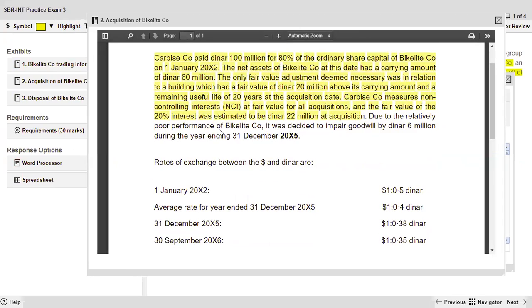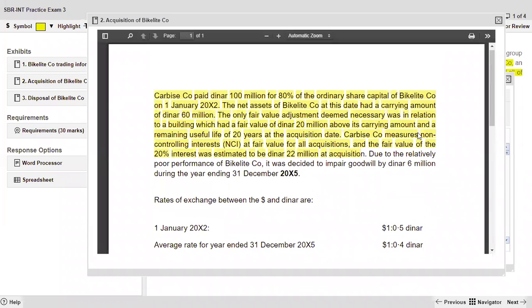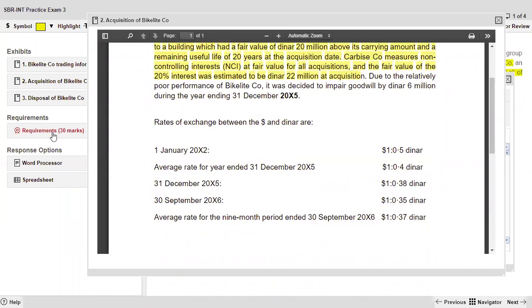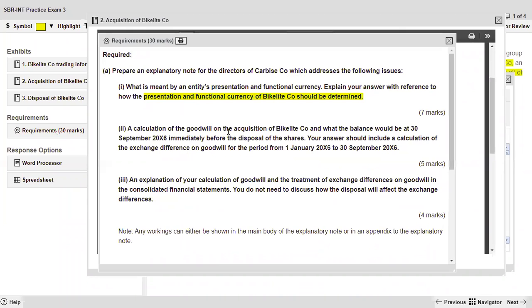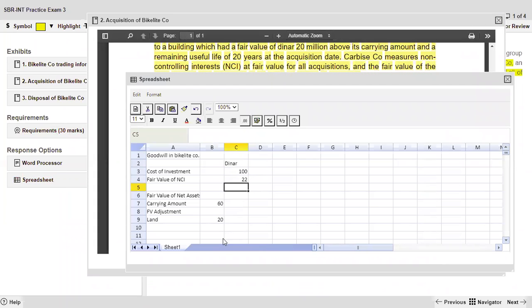Due to the relatively poor performance of Bikelite, it was decided to impair goodwill by dinar 6 million. Rates of exchange between dollar and dinar are given for 1st January 2002, the average rate for the year, 31st December, and 30th September 2006, and the average rate for the year. Let's try to calculate.